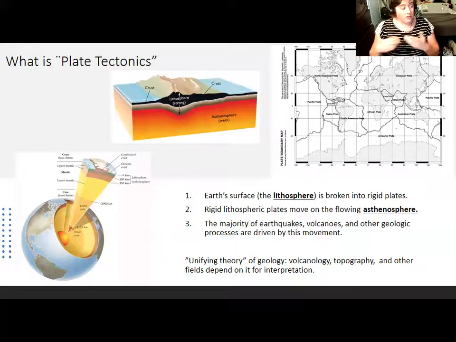So, to understand volcanoes, you need to understand plate tectonics. To understand topography, because that relies on where mountains are, it helps to understand plate tectonics. To understand earthquakes, you need to understand plate tectonics. And the cool thing, like I mentioned before, is that the locations of earthquakes and volcanoes do a really good job of showing plate boundaries. It shows that with a very few small exceptions, like some I'll talk about, you get volcanoes at plate boundaries.